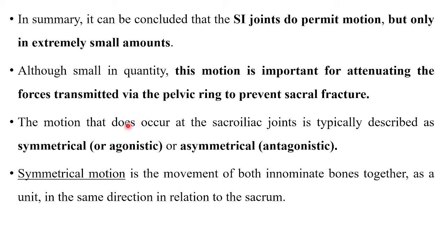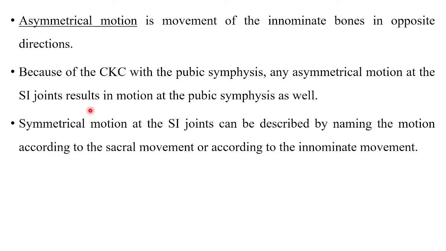The motion that does occur at the sacroiliac joint is typically described as either symmetrical, that is agonist, or asymmetrical, that is antagonistic. Symmetrical motion is the movement of both innominate or pelvic bones together as a unit in the same direction in relation to the sacrum. Asymmetrical motion is the movement of the innominate bones in opposite directions. Because of the close kinematic chain with the pubic symphysis, any asymmetrical motion at the sacroiliac joint results in motion at the pubic symphysis as well.